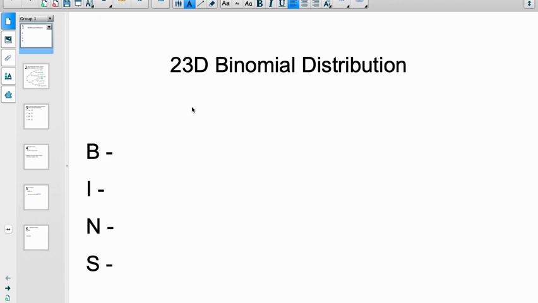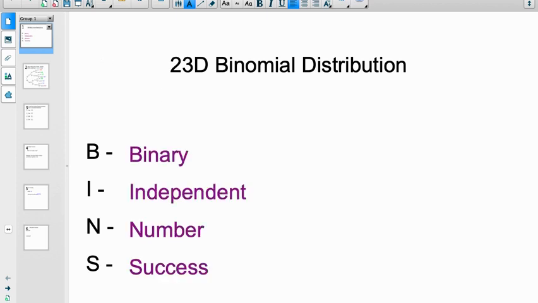Hello, everyone. Today we're going to be talking about the binomial distribution. In order for something to be a binomial distribution, it has to follow BINS. The B in BINS stands for binary, which means there are two options, success or failure. Independent, the I, means that knowing one outcome doesn't change the probability of the next thing happening.